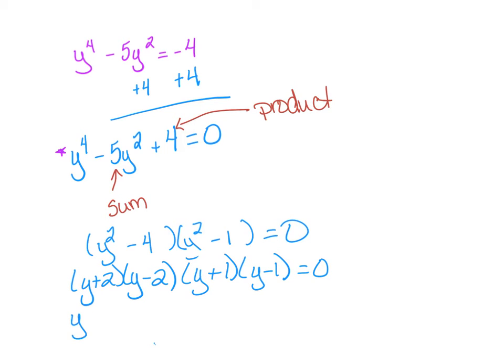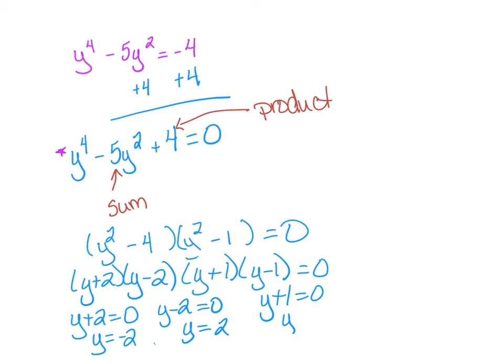So now I can do y plus 2 equals 0. So my answer there is y equals -2. Y minus 2 equals 0, and so that makes y equals +2. Y plus 1 equals 0. That's y equals -1. And y minus 1 equals 0. So that is y equals positive 1. So we get the same answer regardless of which way we do this.